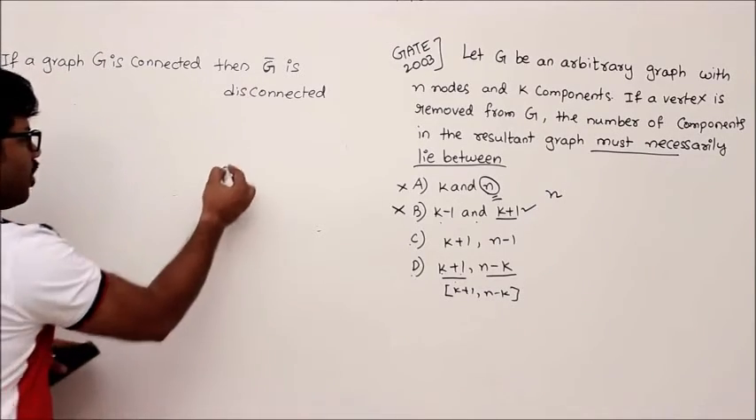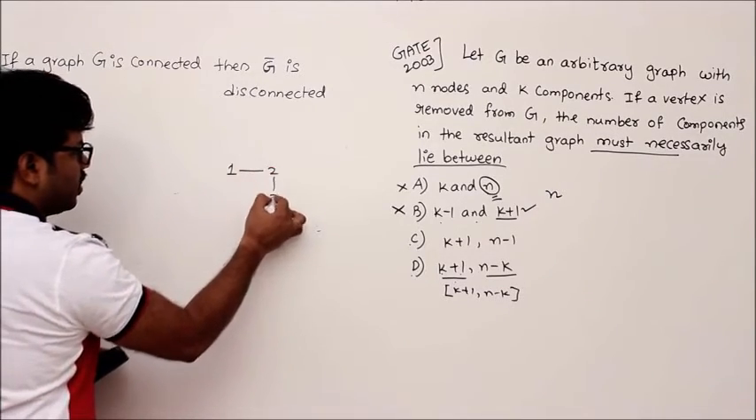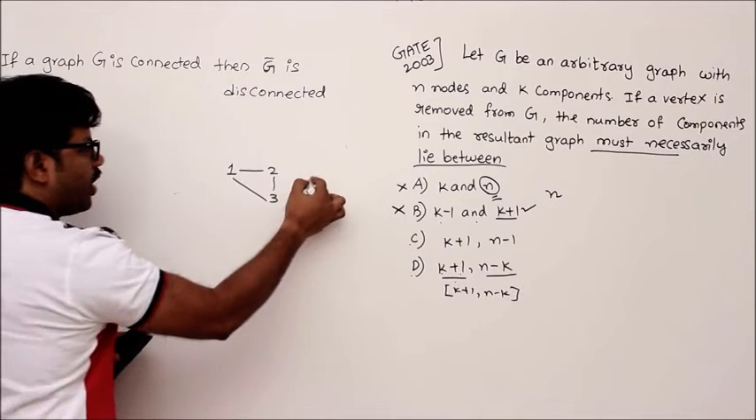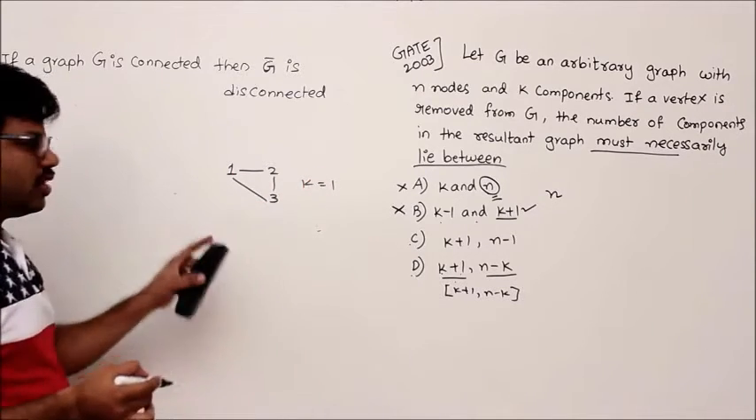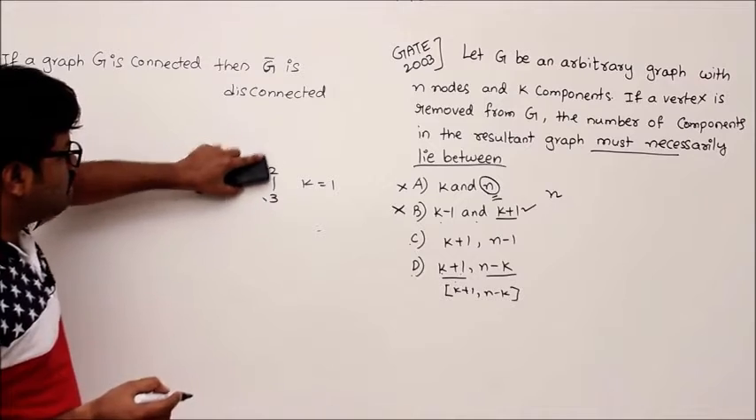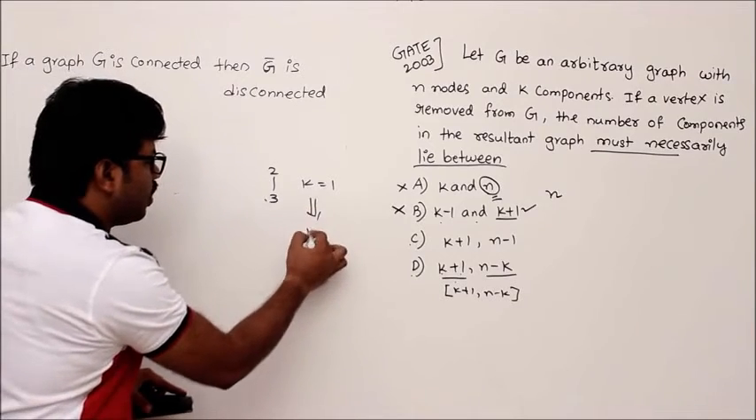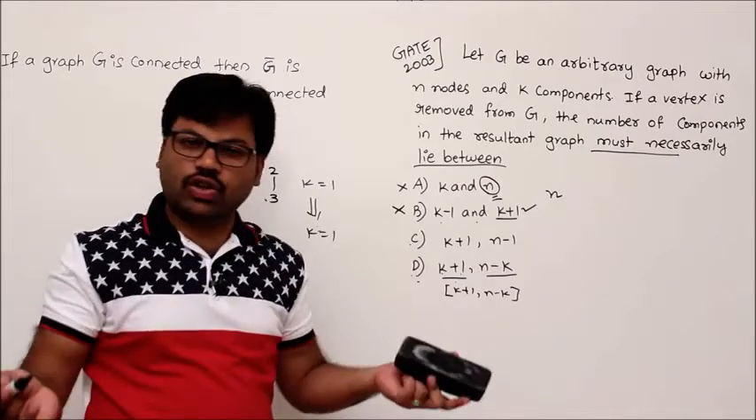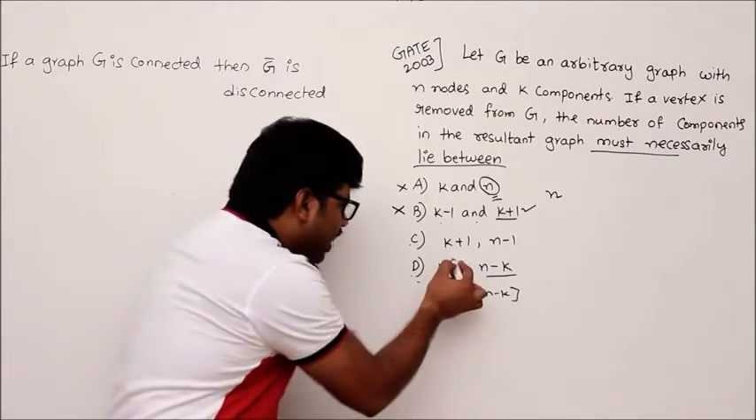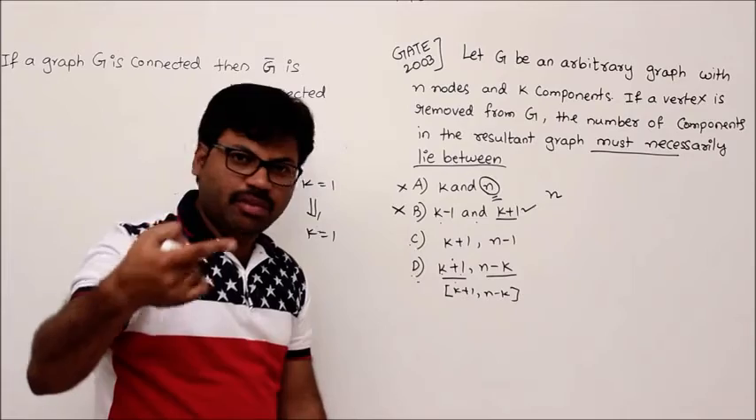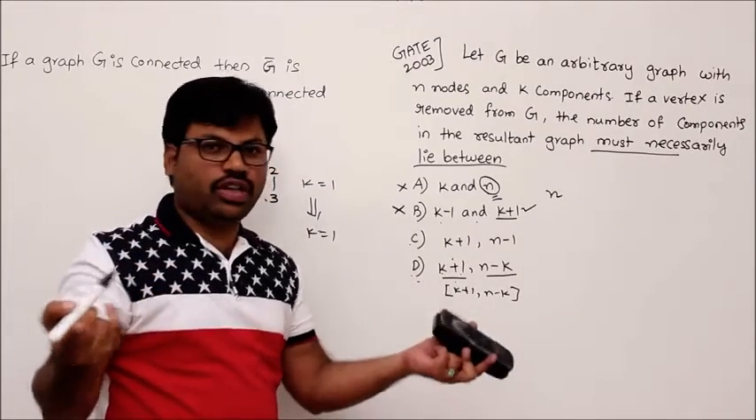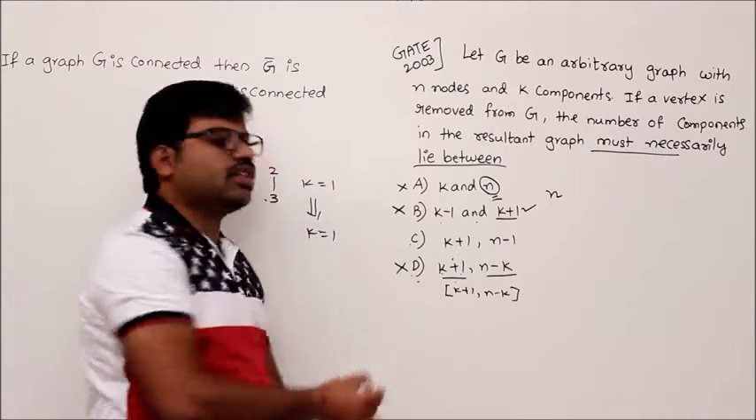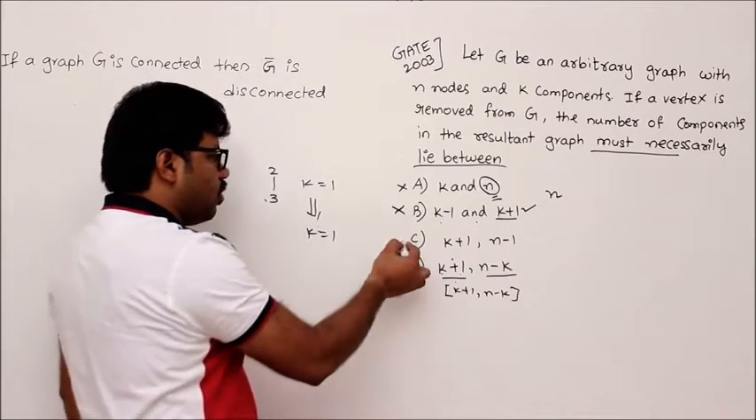Okay, let's take one vertex which is not a cut vertex, like this. In this graph, the number of components is 1. If you remove any vertex, for example 1, then still the number of components will be 1. But this option says that the range will be from k plus 1 to n minus k. This indicates that there is always an increment in the components. Absolutely wrong, isn't it? Option D is gone. Then option C is the only choice.